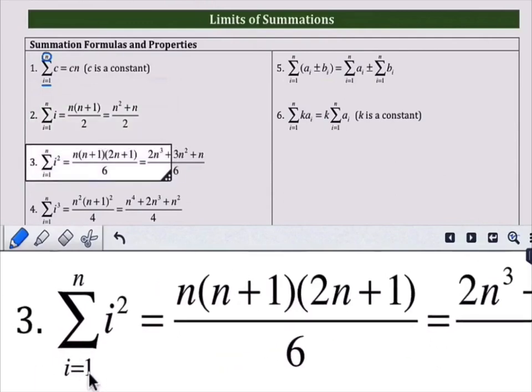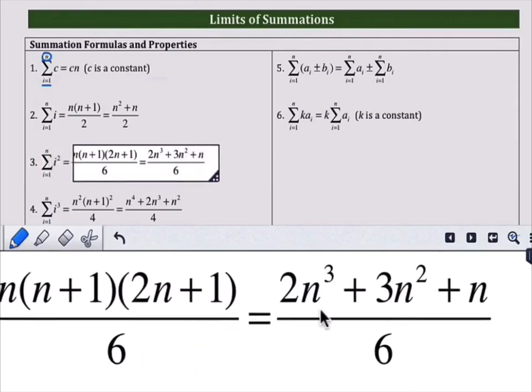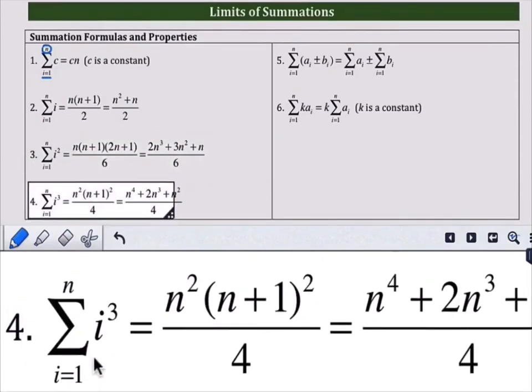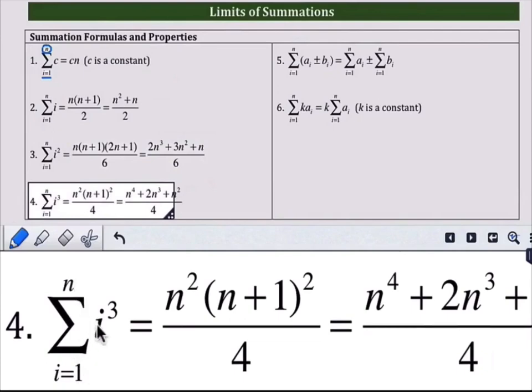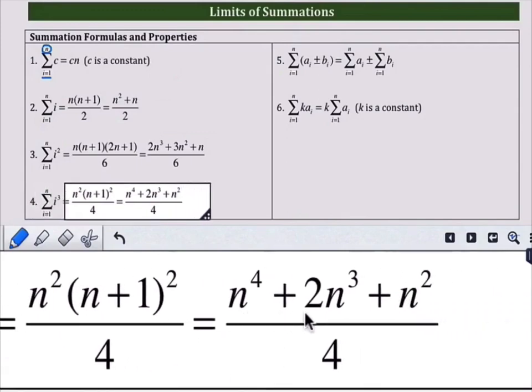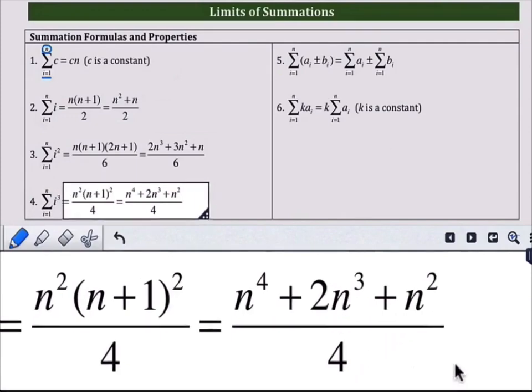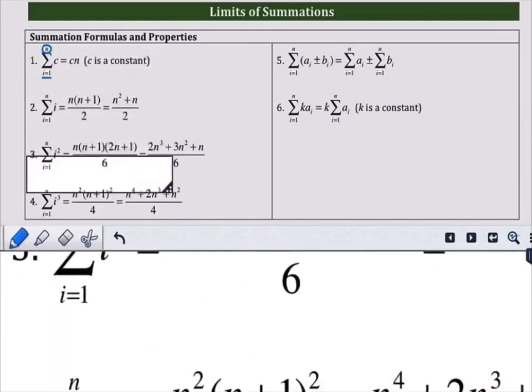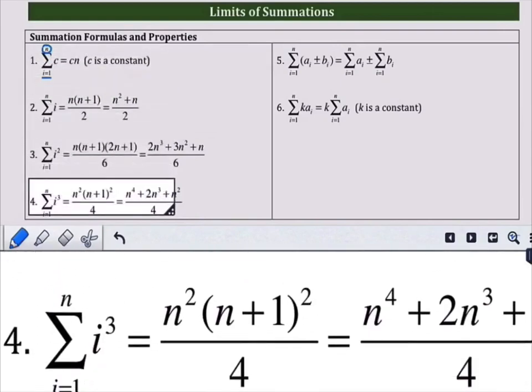Moving forward here, this is the sum as i equals 1 to n of i squared, and we have n times (n plus 1) times (2n plus 1) over 6. Or in standard rational form, (2n cubed plus 3n squared plus n) over 6. For number 4, we have the sum as i goes from 1 to n of i cubed. This is n squared times (n plus 1) squared over 4, and in standard rational form, (n to the 4th plus 2n cubed plus n squared) over 4. So those are the 4 main ones that you're going to be using to find the limits of the sums.